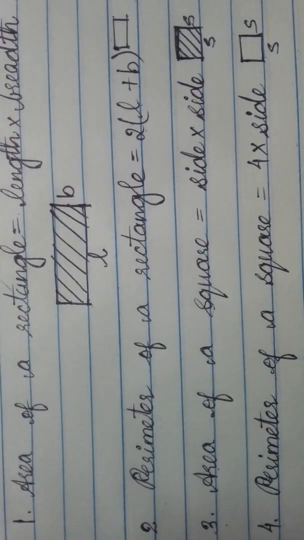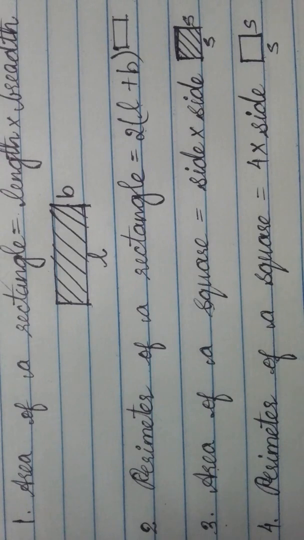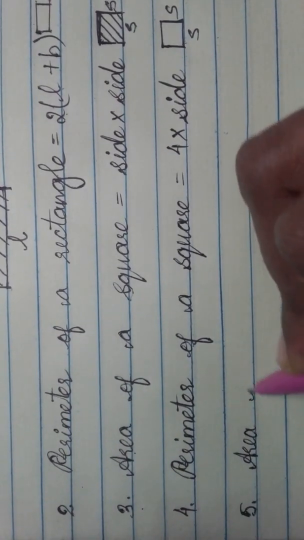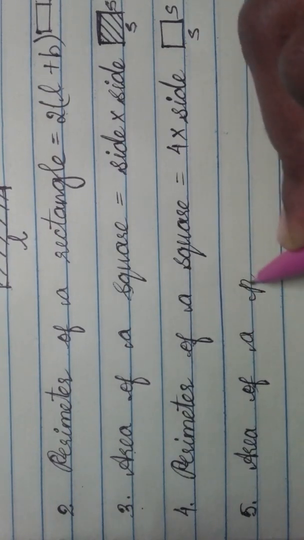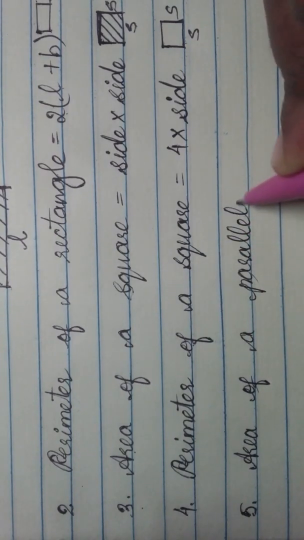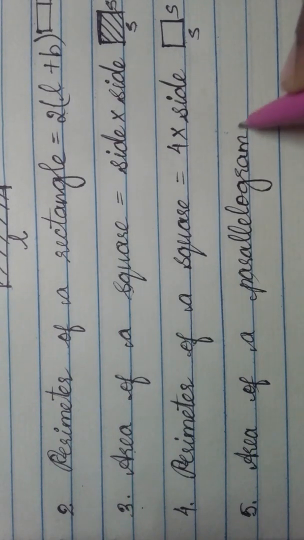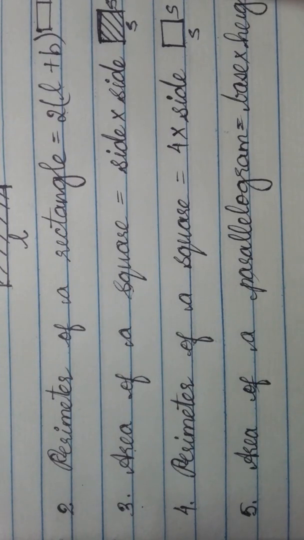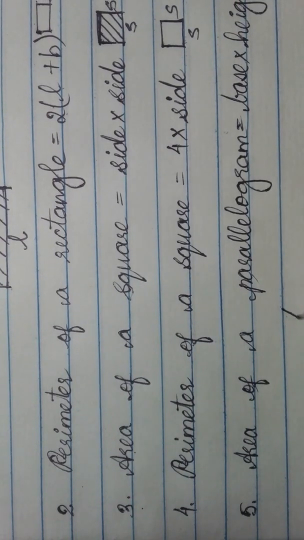What are they? Area of a rectangle is equal to length into breadth. Perimeter of a rectangle is equal to 2 into (length plus breadth). Area of a square is equal to side into side, and perimeter of a square is equal to 4 into side. Now let us revise. One more formula is area of a parallelogram. Area of a parallelogram is equal to base into height.